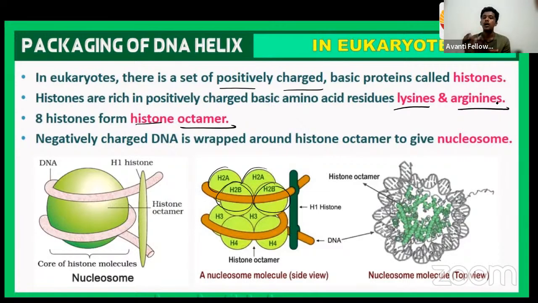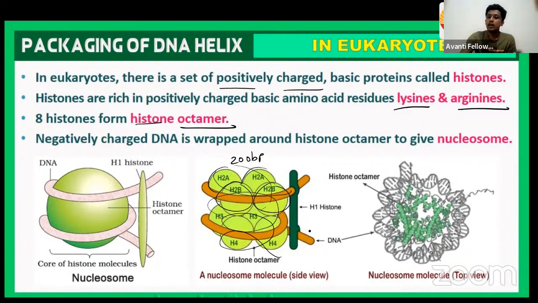These positively charged histone proteins combine in units of 8 to form a histone octamer. The histone octamer, which is positively charged, starts winding the DNA around it. And how many base pairs can they wind? Around 200 base pairs.